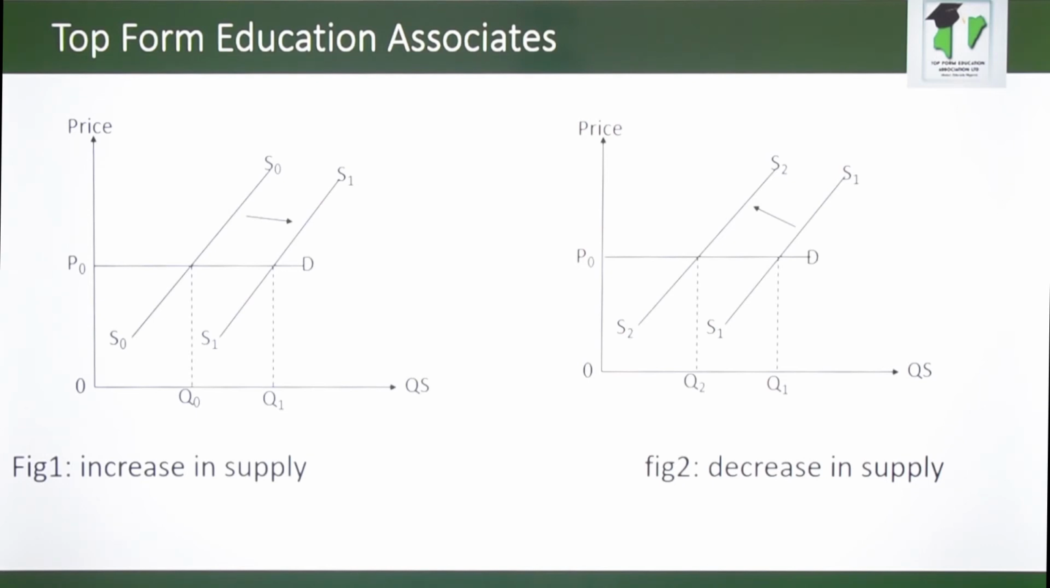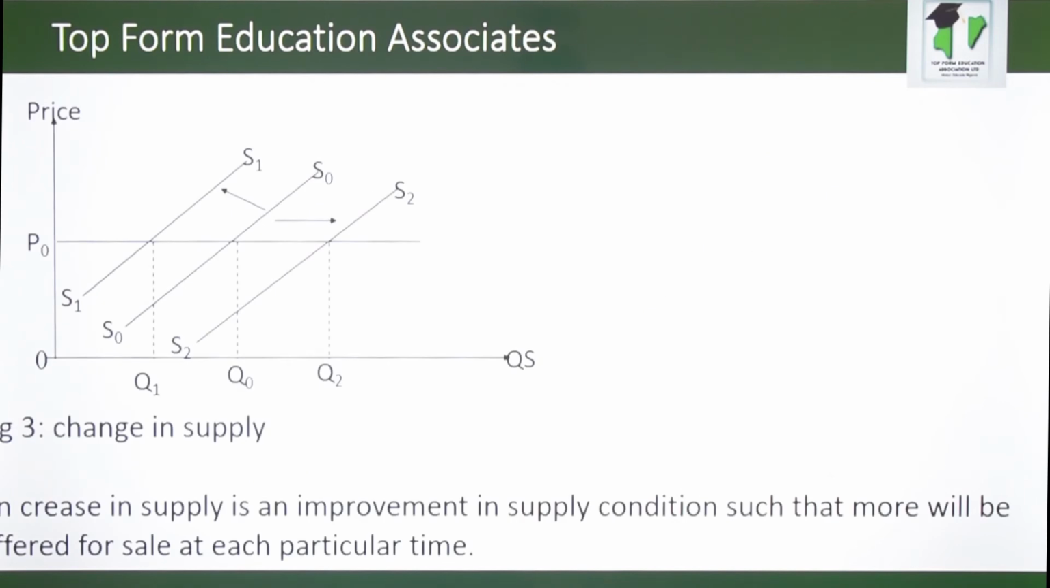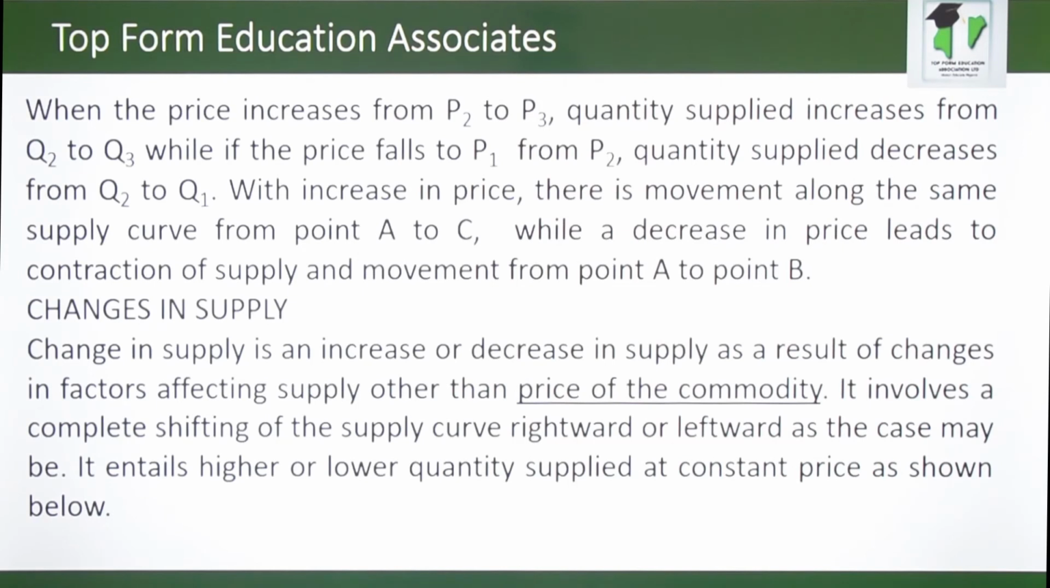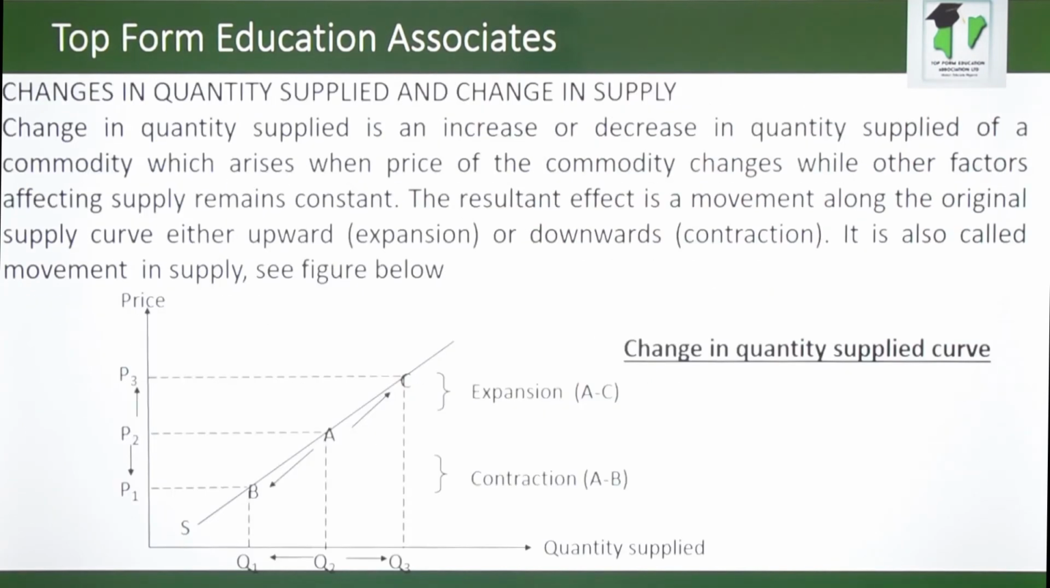But an increase means an expansion in supply. When there's an expansion in supply, there's a shift of the supply curve outwardly, while a decrease in supply elicits a shift inwards from S1 to S2. So that is that. You must use these diagrams to illustrate, because in the exam you might be asked, with the aid of diagrams, to differentiate between changes in supply and changes in quantity supplied. So you must use these diagrams to buttress your point.